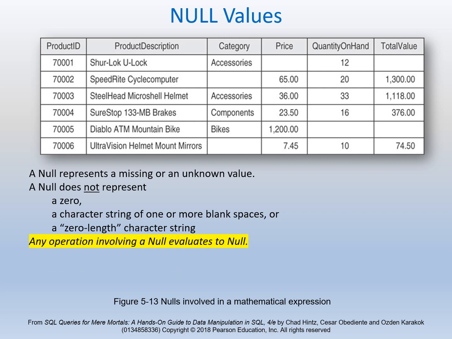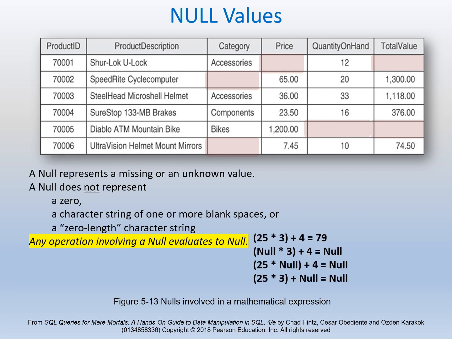An operation involving a null always evaluates to null. Let's take a look at a few examples. Here we have in parentheses 25 times 3 plus 4 equals 79. But look at the second example. In parentheses, we have null times 3 plus 4 equals null.